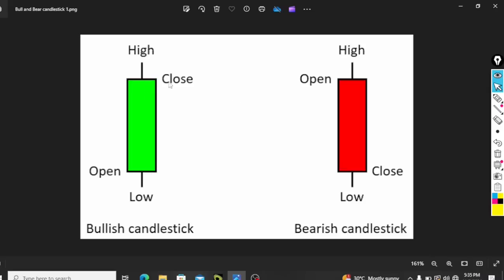Let me make it clearer by making some markings on it. So let's assume it opens here at the lowest part, and let's say we call it $5. Let's say it opens at $5, and then it begins to move up and move all the way to the close. So we call that the close of the day. Let's say it is $10.